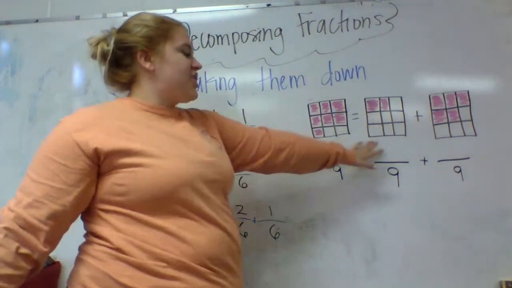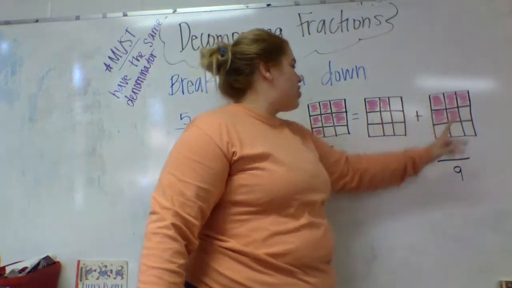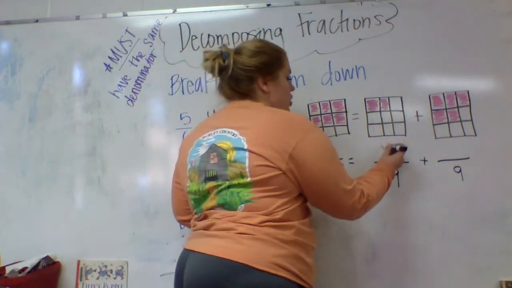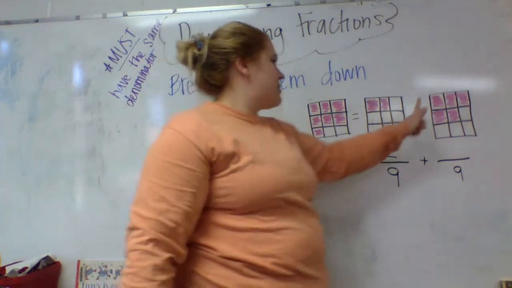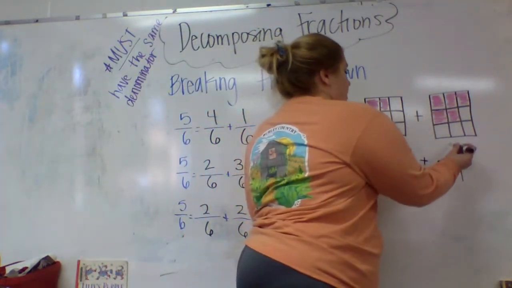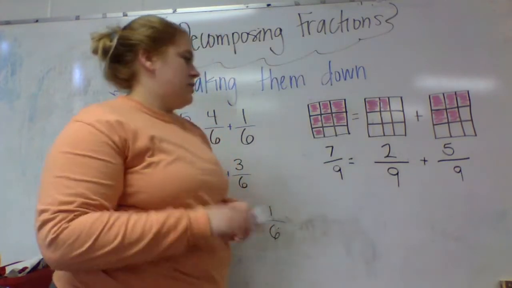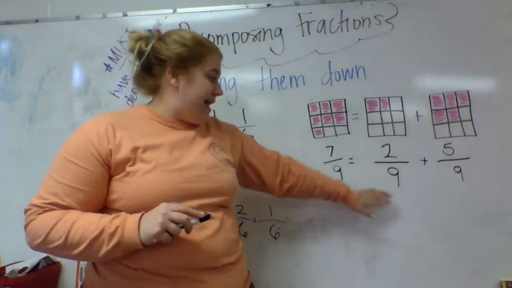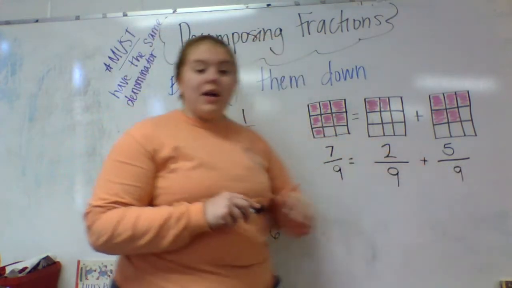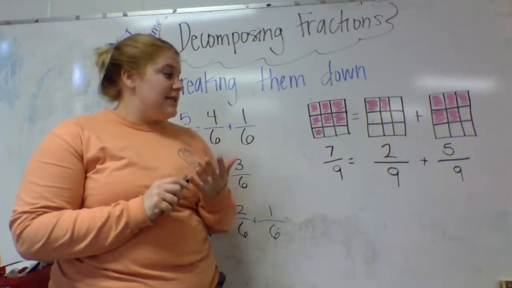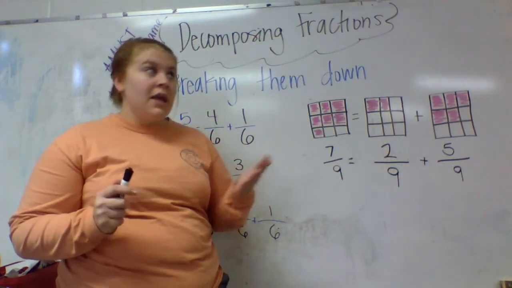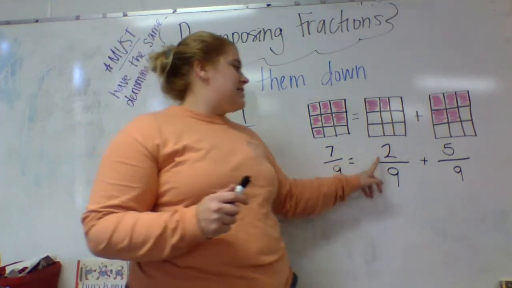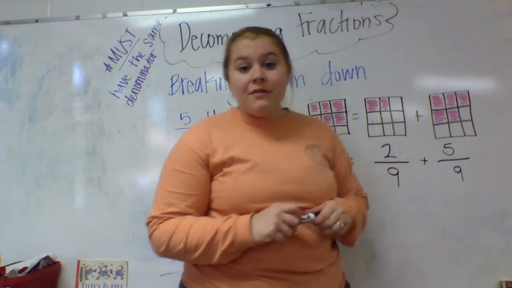So whatever is shaded on these two should add up to 7. Let's count. We've got 2 ninths plus 1, 2, 3, 4, 5 ninths. 2 ninths plus 5 ninths equals 7 ninths. My denominators are all the same, so I can set those aside for a second. Is 2 plus 5 7? It is. So that means that I can decompose 7 ninths into 2 ninths plus 5 ninths.